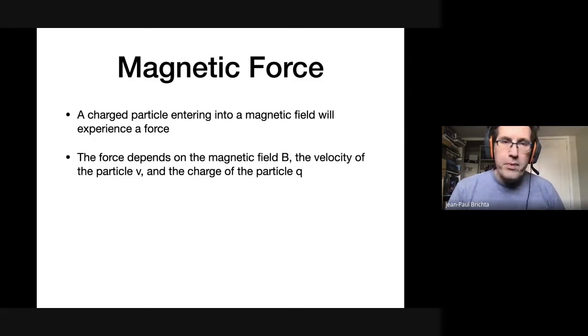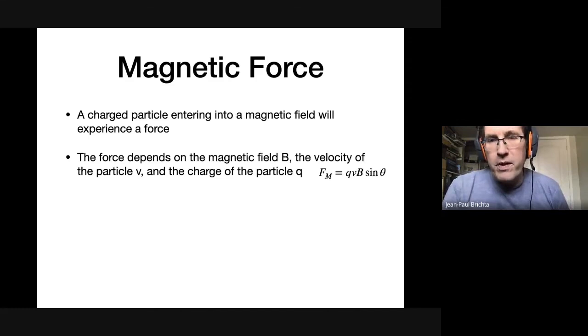Some of the important variables in this case are the magnetic field, which we give the variable B, don't ask why, the velocity of the particle, and the charge on the particle. So different variables matter for magnetic force than for electric force, but one that is the same is the charge on the particle. So this is the formula for the magnetic force on a moving particle: qvB sin theta is our equation for the magnetic force, and that theta is the angle between the magnetic field and the velocity of the charged particle.